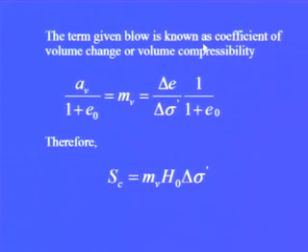The term given below is known as the coefficient of volume change or volume compressibility, that is coefficient of compressibility divided by the initial volume 1 plus e0. So, this av upon 1 plus e0 is mv, and that is equal to delta e upon delta sigma dash into 1 upon 1 plus e0. Now from this we can get this delta e as mv into delta sigma dash into 1 plus e0, and when we substitute here in the consolidation equation, then this Sc equal to mv H0 delta sigma dash. So this expression can also be used to determine consolidation settlement.